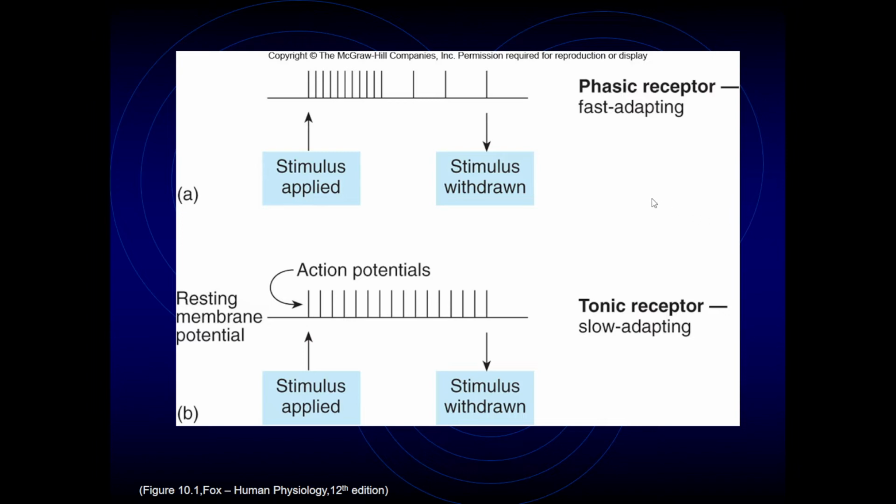Examples of phasic or fast adapting receptors: there are photoreceptors, Meissner's corpuscles, Vater-Pacini corpuscles. Examples of tonic or slow adapting receptors: there are proprioceptors, nociceptors, and others.